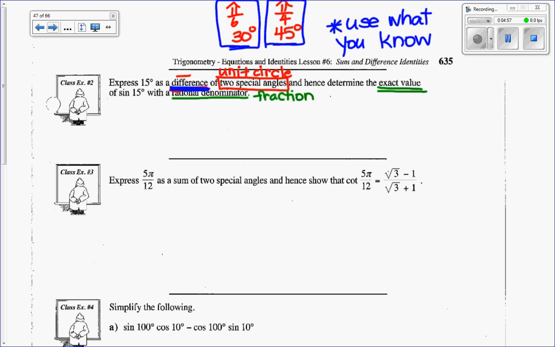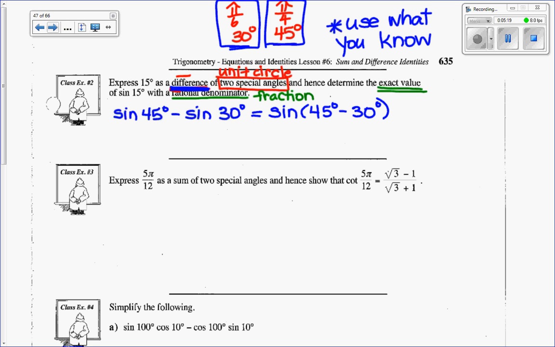So really what 15 degrees is then is the sine of 45 minus the sine of 30, right? And that's going to give me the sine of 15, right? Now, really I would write it this way: that's the sine of 45 degrees minus 30 degrees.